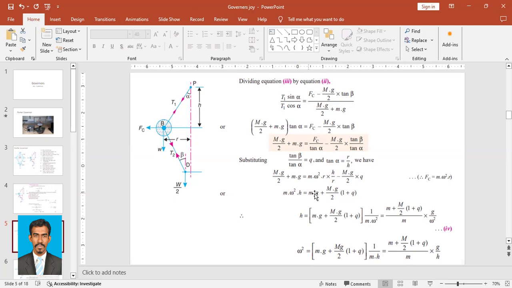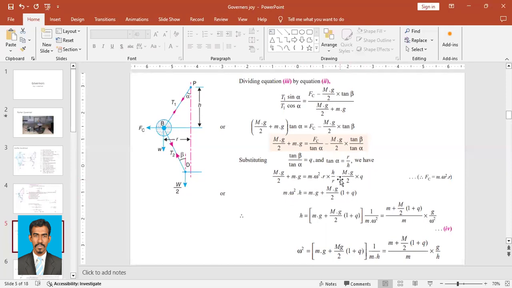Small mg we have here plus capital Mg by 2, and we are taking this capital Mg by 2 also to that side so that we can bring it into brackets. So if I take this one here, that will be plus capital Mg by 2 into q. So when you expand this one, you will obtain this.